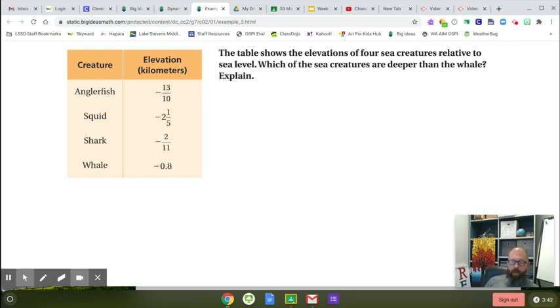This is 2.1, example 3. Now we're using some of the stuff we've learned and we're putting it all together for these big, long problems. So let's take a look. The table shows the elevations of 4 sea creatures relative to the sea level. Which of the sea creatures are deeper than the whale?